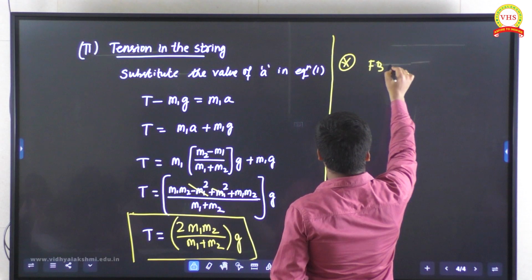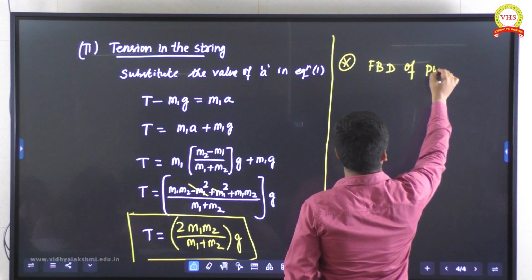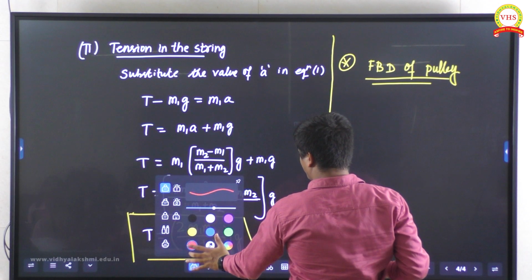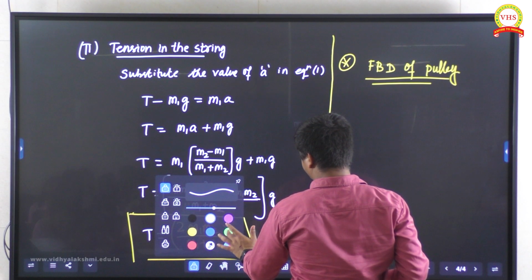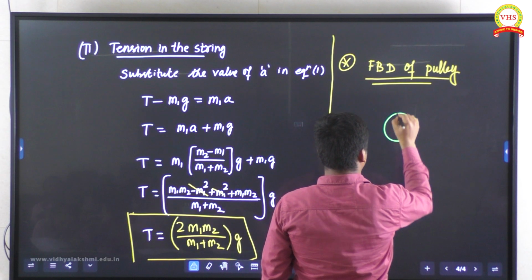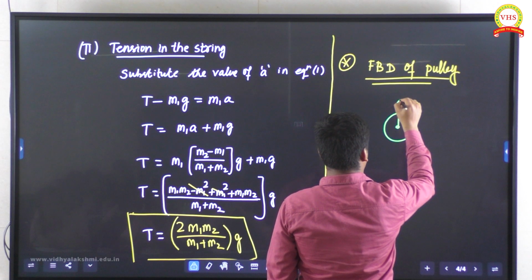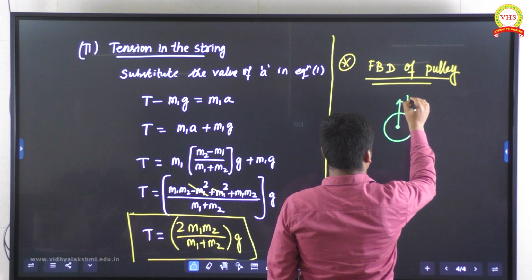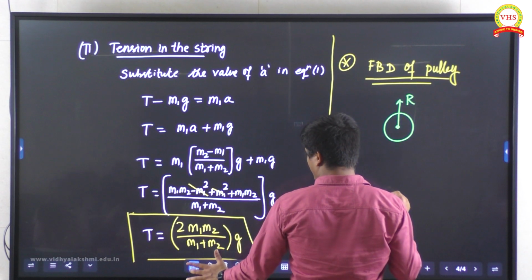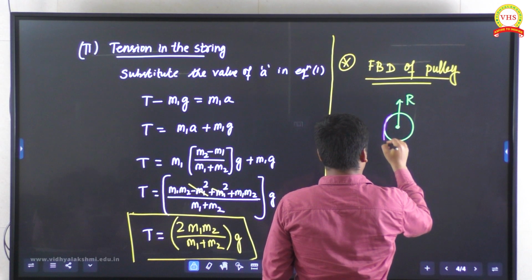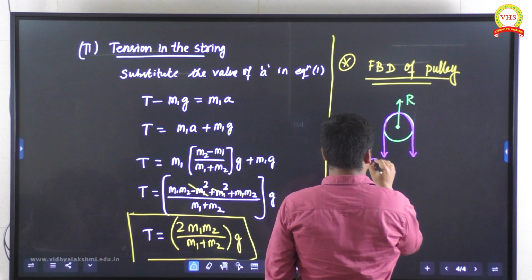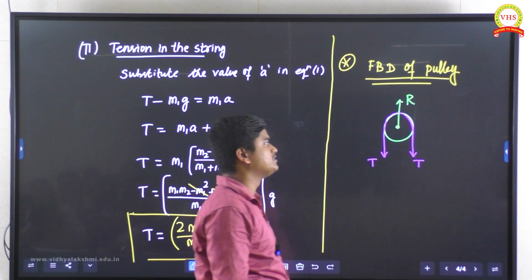If I do the free body diagram of the pulley, you see what is happening. Free body diagram of pulley, see. So this is your pulley actually. And on this pulley one force is acting in the upward direction, that is basically one normal reaction R. And one force is acting downward, that is due to the string's tension, T, T.